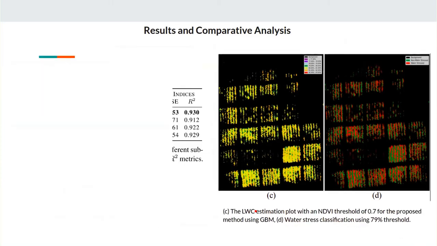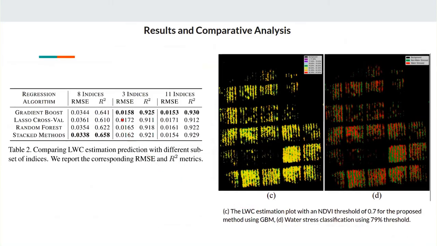And to further extend, we also show that using the 3 indices that we identified in the course of our work, we find the maximum R square and RMSE. And using all 11 indices, including the 8 indices from the literature, we find a slight increase. So this is the basis used in this research.